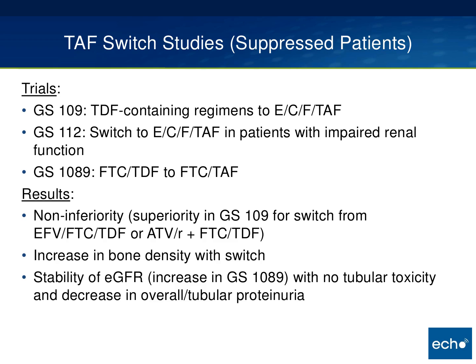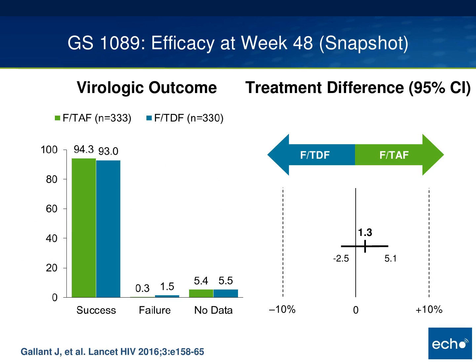You almost always see an increase in bone density and possibly back to baseline, although I don't think we've established whether that's the case yet. And you generally see stability of the renal function, and in fact an increase in eGFR in the 1089 study, with no tubular toxicity and generally a decrease in overall proteinuria and tubular proteinuria. So I'll show just one example.